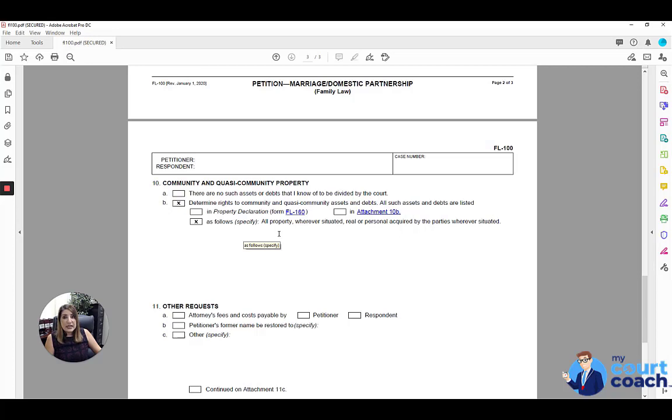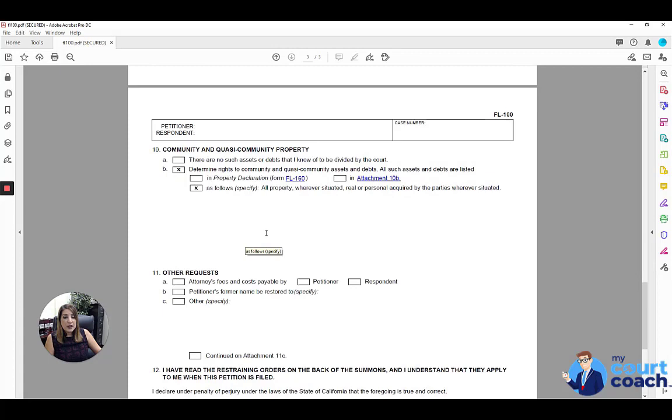If you think that the other side may not participate and you need to make this petition as tight as possible, then you need to list every single community property asset that you think is going to be subject to this, knowing that the court cannot grant or award any assets to either of you via default judgment if those assets are not specifically listed in your petition for dissolution.